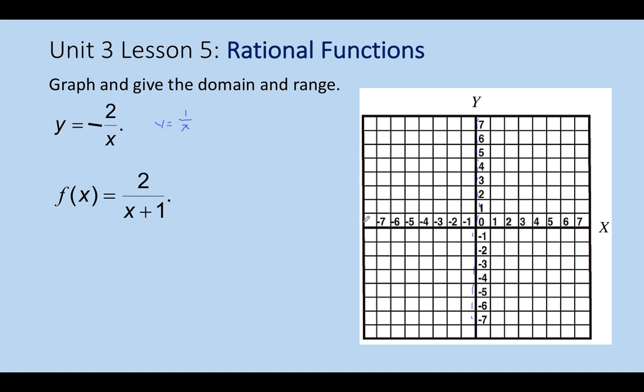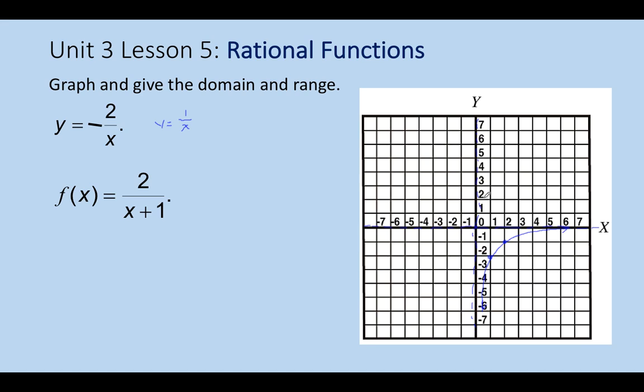My horizontal asymptote is going to be right here. I'll just pick a couple of points to graph, using that as my key point. If I pick x equals 1, I get negative 2 over 1, which is negative 2. And if I pick 2, negative 2 divided by 2 is negative 1. And so there we go. Because I have a pretty good idea of what it should look like with the end behavior, I'm going to go ahead and draw that.